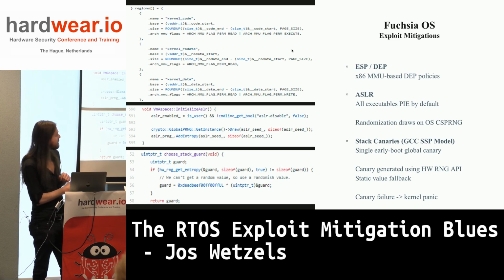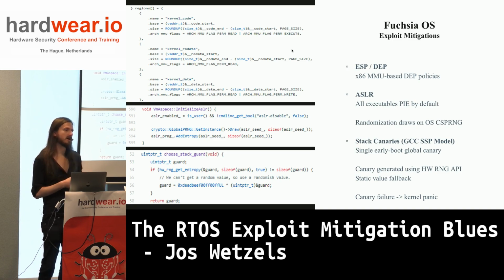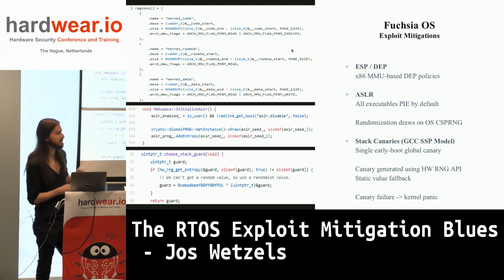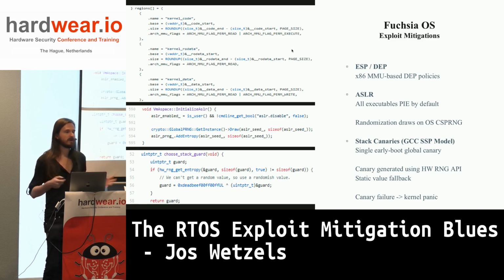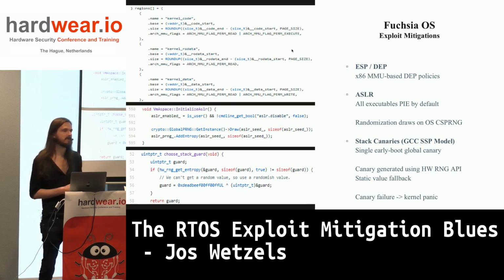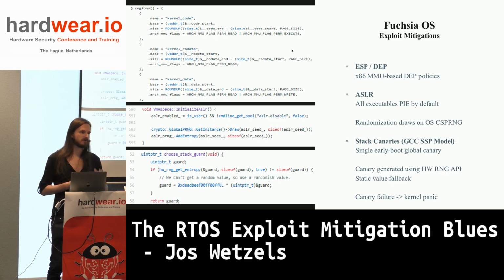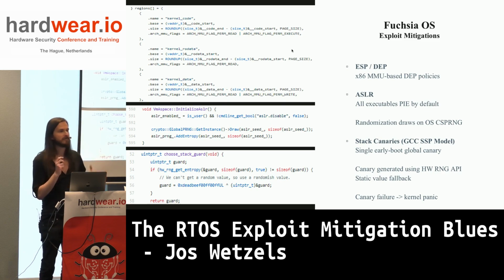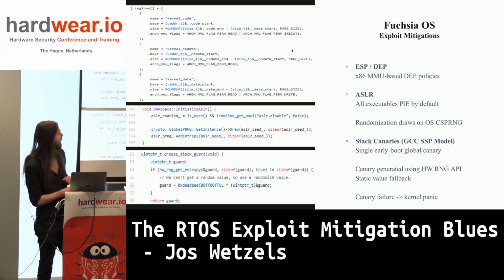They support executable space protection, but on the downside, they do so relying solely on the x86 MMU features. So that means that if you want to deploy it anywhere else, if you don't have an MMU or a non-x86 architecture, you can't use this feature. They also support address space layout randomization, and they ensure that all the executables are position independent by default, which ensures that code memory is fully randomized.